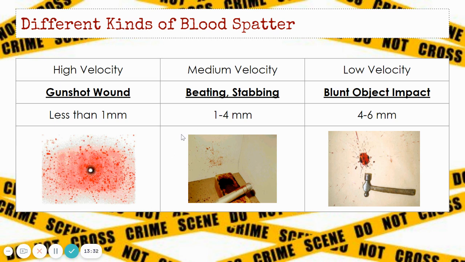Medium velocity would be something like a beating or a stabbing, talking about 1 to 4 millimeters for the blood. So you can see here it's slightly larger than what a gunshot wound is. Gunshot wound is going to look like very, very fine, less than 1 millimeter drops, whereas medium velocity is going to be 1 to 4 millimeters. Low velocity would be a blunt object impact. Here's a hammer, for example, a very large spatter pattern from a very low velocity.